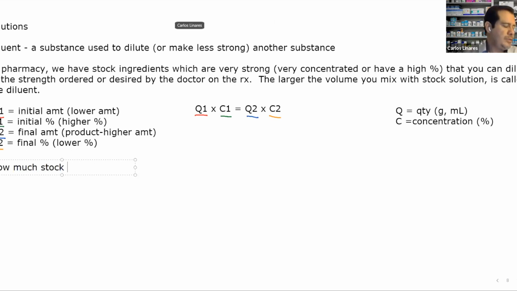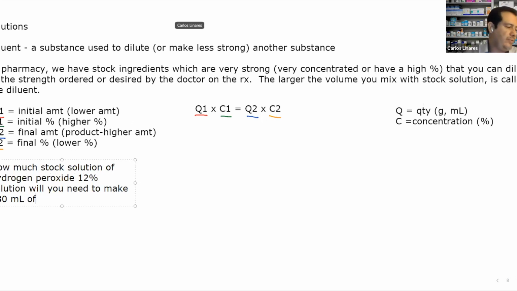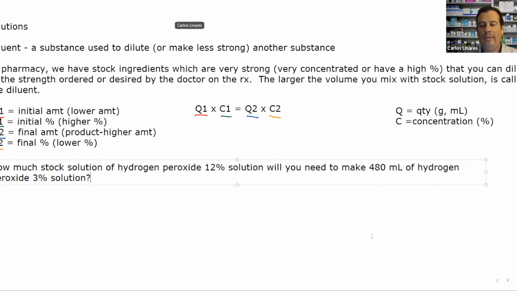How much stock solution of hydrogen peroxide, 12% solution, will you need to make 480 mLs of hydrogen peroxide, 3% solution? Okay, so that's the problem. Problem is this: how much do I need to make? So let's break it down a bit. What is my Q1 here?